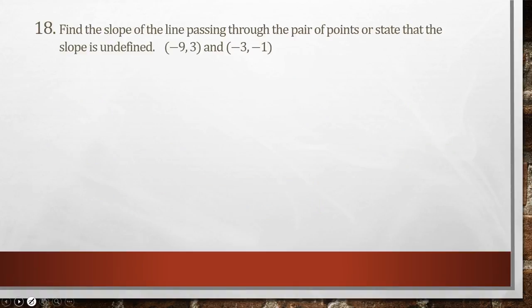Moving on to question number 18, and we have find the slope of the line passing through the pair of points, or state that the slope is undefined. And we are given the 2 points -9, 3 and -3, -1. So whenever we have 2 points and we are looking for the slope, you should remember the formula m equals y2 minus y1 over x2 minus x1. And we can label our 2 points.